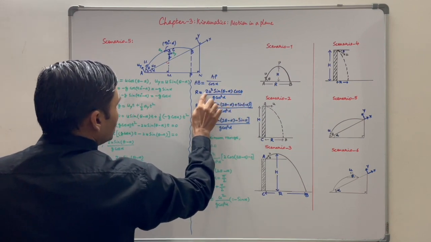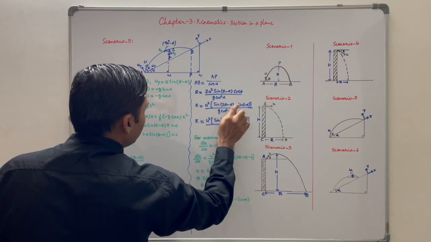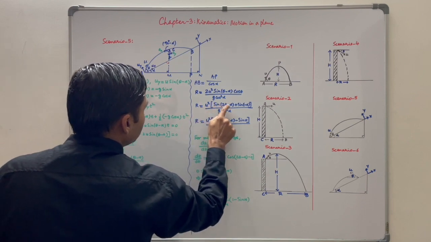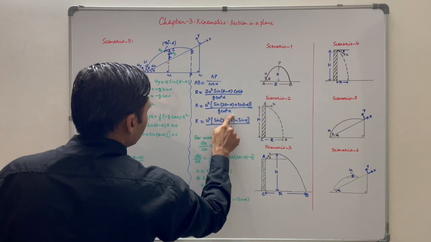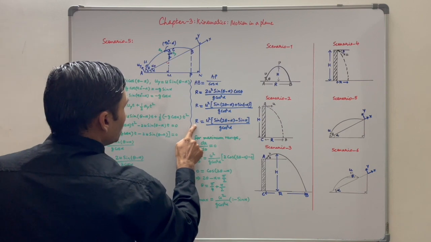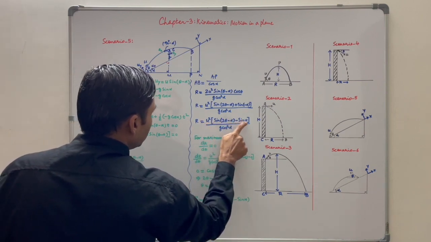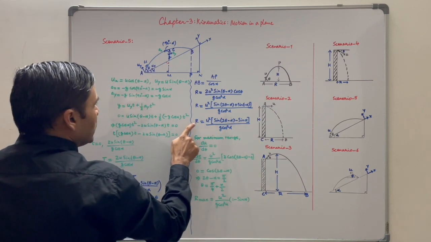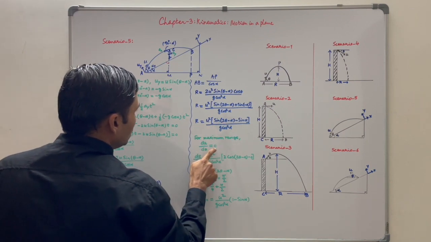Now we know that 2 sin A cos B is equal to sin A plus B plus sin A minus B. So R is equal to u square sin 2 theta minus alpha plus sin minus alpha upon g cos square alpha. Sin minus alpha is equal to minus sin alpha. So R is equal to u square sin 2 theta minus alpha minus sin alpha upon g cos square alpha. Now to get the maximum range, dR upon d theta should be equal to 0.